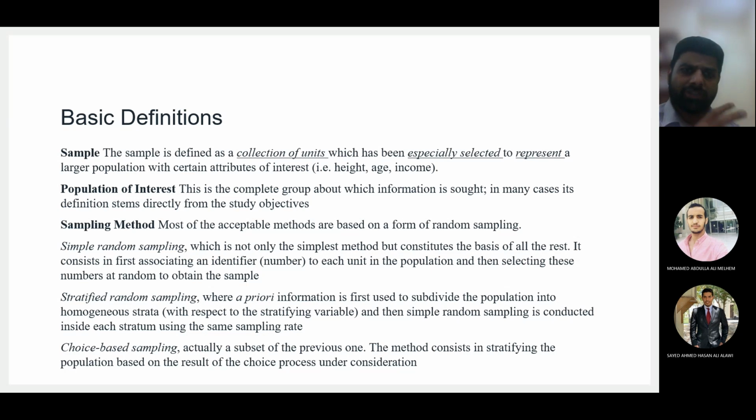In each stratum, which means segment or part of the population, each stratum of the population is homogeneous in its characteristics. They are similar to each other. And then you pick a sample randomly from each stratum.